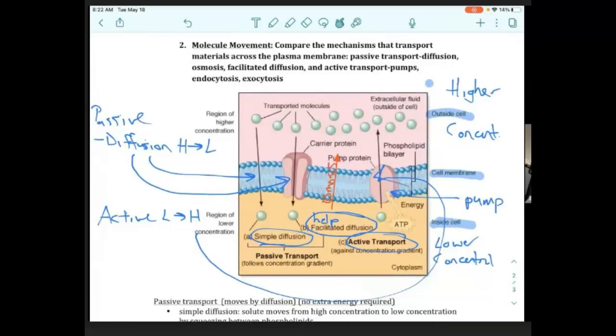Remember, when water moves into or out of the cell, that changes the shape of the cell, right? If all the water leaves, what's going to happen to the shape of the cell? It's going to get big.